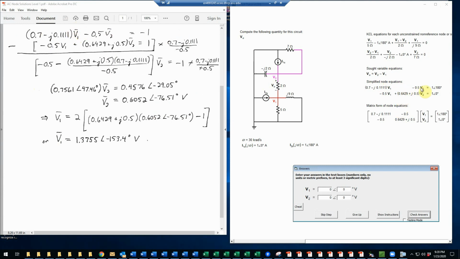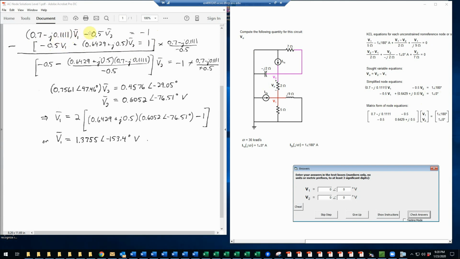Minus 0.5 V2 is equal to 1 angle 180. And remember I said that that was -1, so I'm just going to write it here for simplicity as -1. And then the second equation is minus 0.5 V1 plus the 0.6429 plus j0.5 V2 bar is equal to 1 angle 0. I can just write that more simply as 1. Looks like that one's missing the bar, but it should be there.